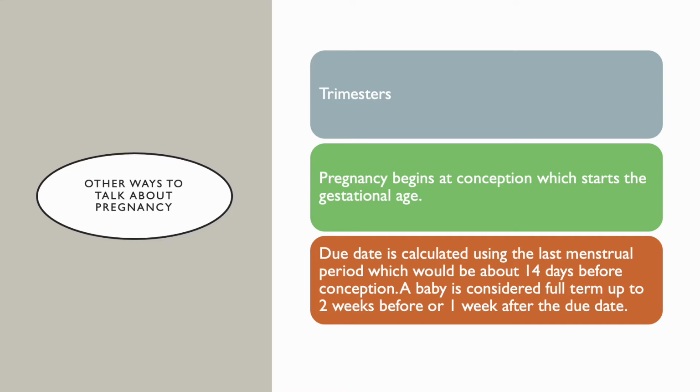There are many ways to talk about pregnancy. We talked about the 3 phases, but we could also talk about trimesters, which are dividing the pregnancy into 3 equal parts. The first 3 months, the second 3 months, and then the final 3 months. Pregnancy begins at conception, which starts the gestational age. Due to the way it is calculated, the due date is calculated using the last menstrual period, which would be at least 14 days before conception. A baby is considered full term up to 2 weeks before and 1 week after the due date.